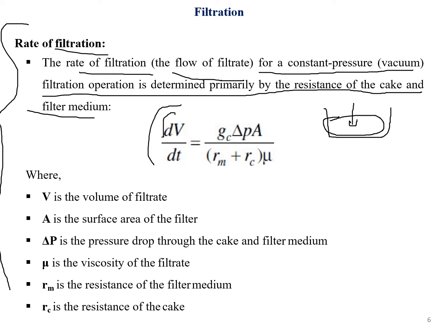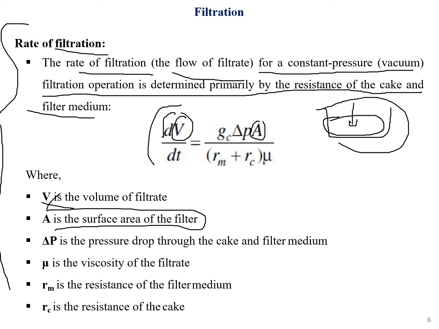equals Gc delta P A by (Rm plus Rc) into mu. V here is the volume of filtrate, and A is the surface area of the filter. Delta P is the pressure drop through the cake and filter medium.